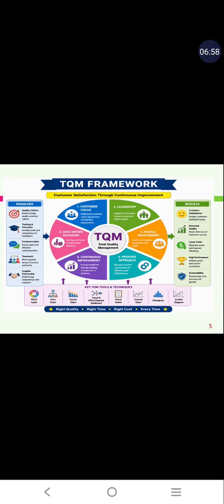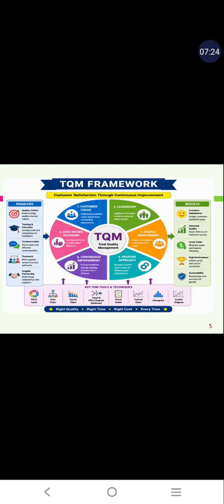And next one is training and education. Training and education is nothing but all the employees should be trained and educated related to quality. They should know how to use the quality TQM tools and how to improve the quality. So training and education has to be given frequently to improve the skills of the employees.